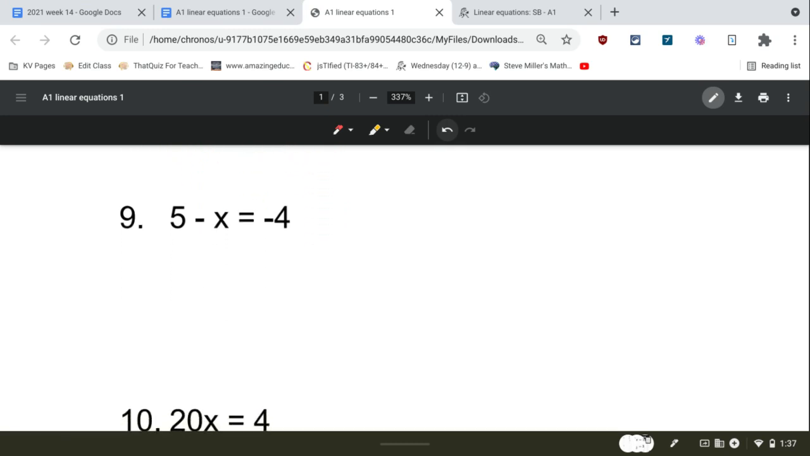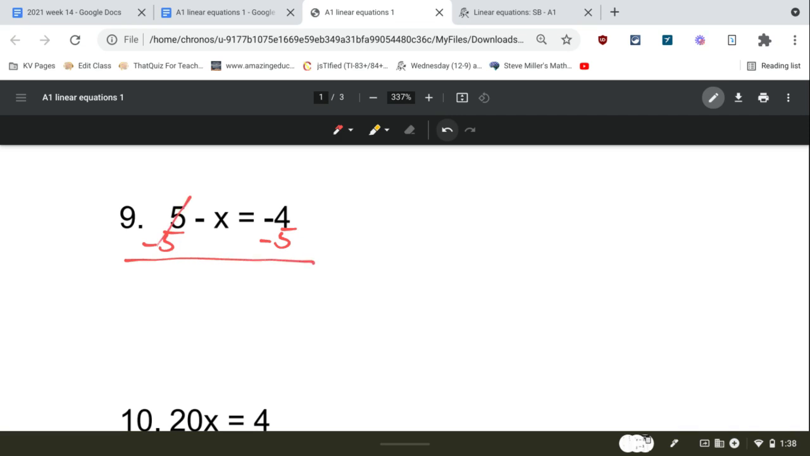Okay, number 9. 5 minus some number is equal to negative 4. You might see what the answer is. You might not. So the steps are, I'm going to move the 5 over, subtract 5 from both sides.